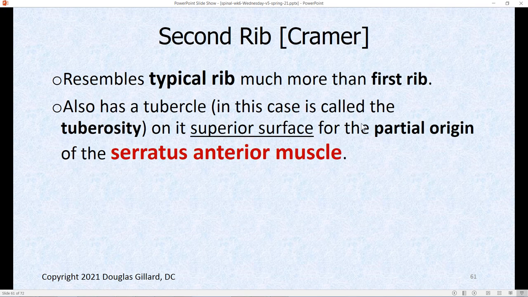The second rib is more like a normal rib. It has a more vertical orientation, runs more vertically. It also has a tubercle, unlike other ribs, and this is what makes it atypical. They call it a tuberosity sometimes as well. That's where the serratus anterior muscle digs into and creates a real rough surface on the second rib.